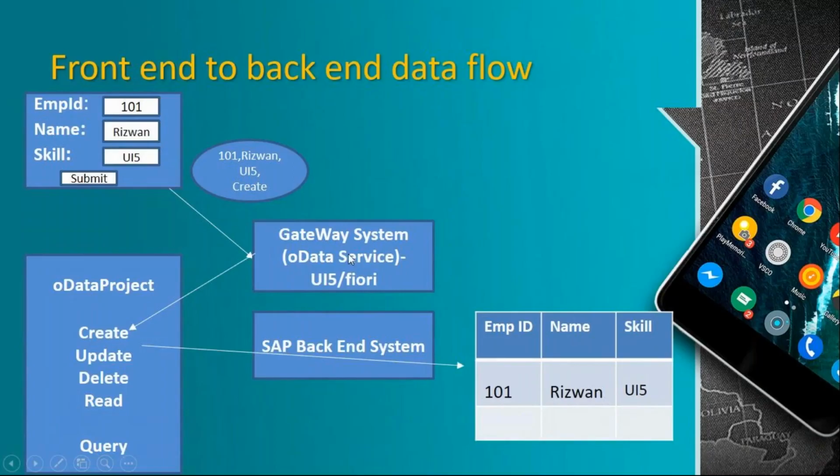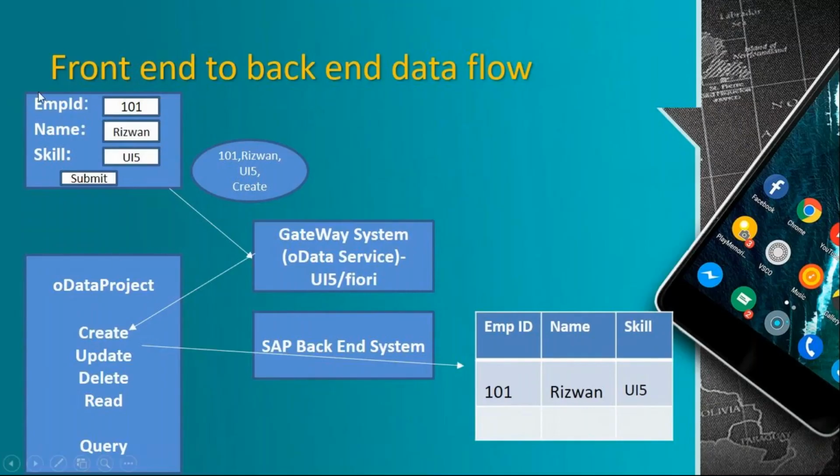And this OData service will redirect the execution to the appropriate operation logic in the backend. So that is the reason why the SAP gateway system came into the picture. Now let us take a simple example to understand the front end to backend database table flow and the backend to front end flow.